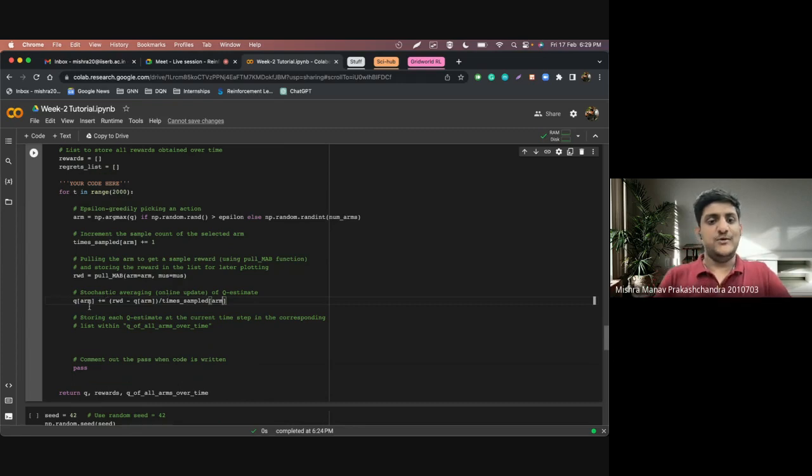I just did the update. So my Q arm is basically Q arm plus my reward minus Q arm, divided by the total number of times that I have sampled that particular arm. And now I want to store it within the list of lists.